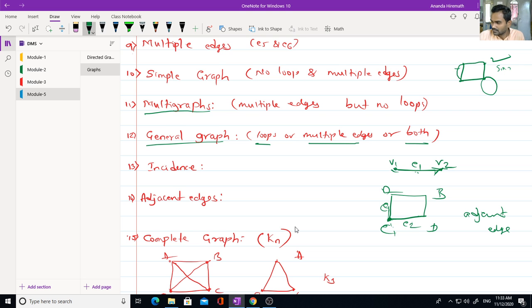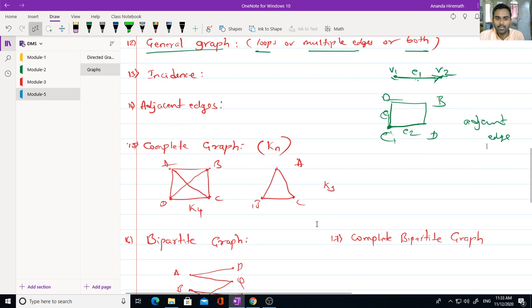Okay. Now next, which is important, is the complete graph. A graph in which there is an edge between every vertex and every other vertex. Say for example, I have three vertices, A, B, C.